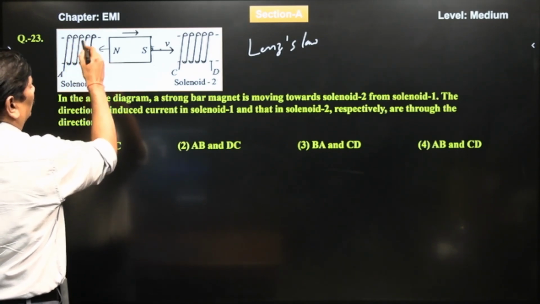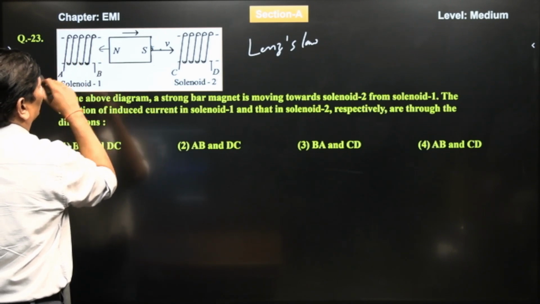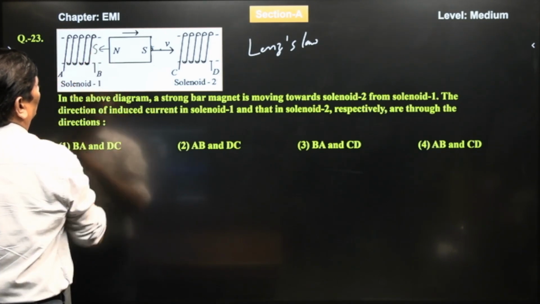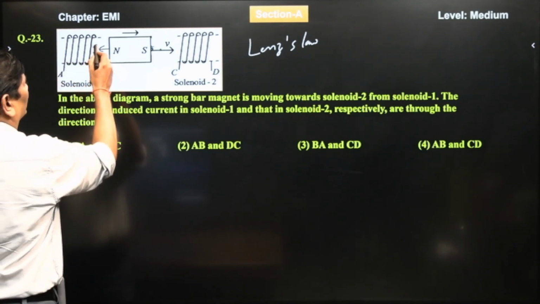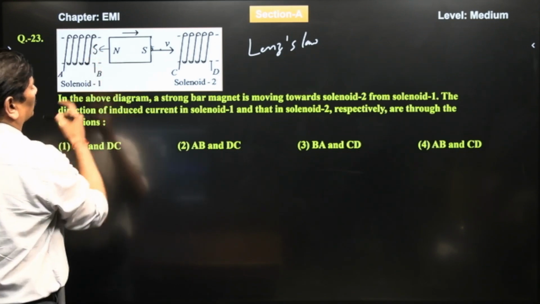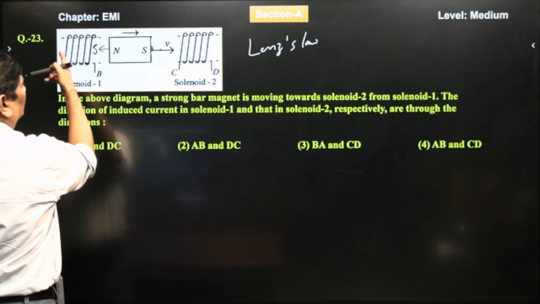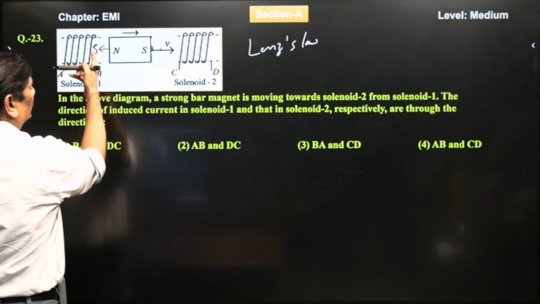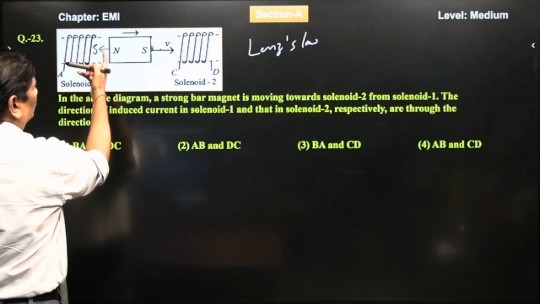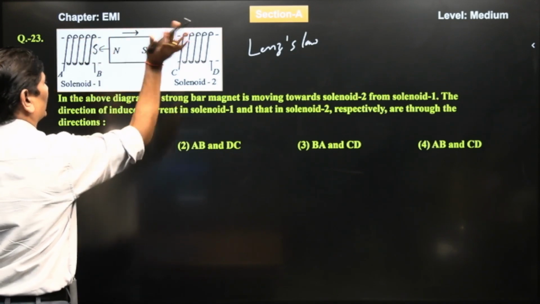In order to attract, the induced current developed in the turns of solenoid 1 is in such a way that it develops a south pole on the face of the solenoid towards this north pole. If a south pole is developed here, a north pole is automatically on the other side. A south pole on this side can attract the north pole, so it opposes the motion of the magnet away, right?